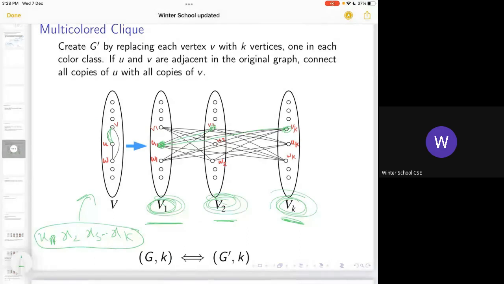So here we have shown an equivalence between these two problems. Not equivalence, but we have shown that multicolor clique is also hard. We cannot solve it in FPT time, function of K polynomial in N. Okay.